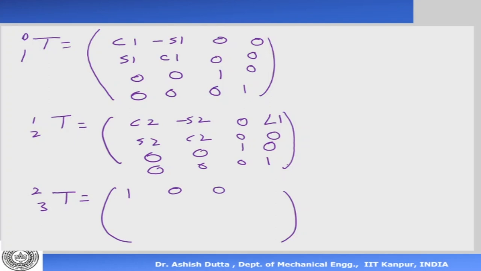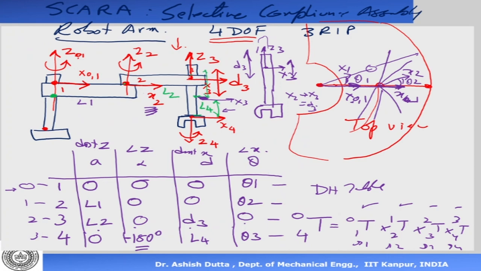Similarly here, cos alpha is 0, so this will become 0, this has become 1, this will become 0, then this will become 0, this will be 0, this is 1. And what about A? There is no A there, so let's come back here. A is L2, so there is an L2 here, and D is equal to D3, theta is equal to 0 here.